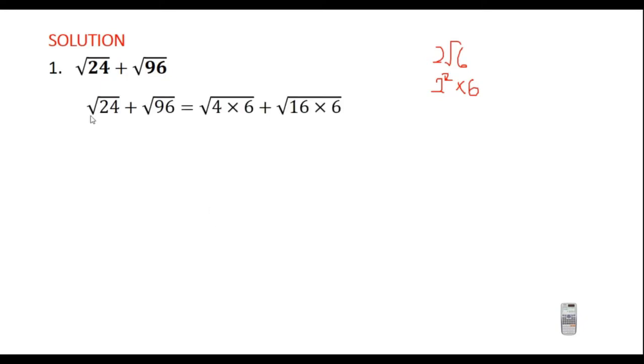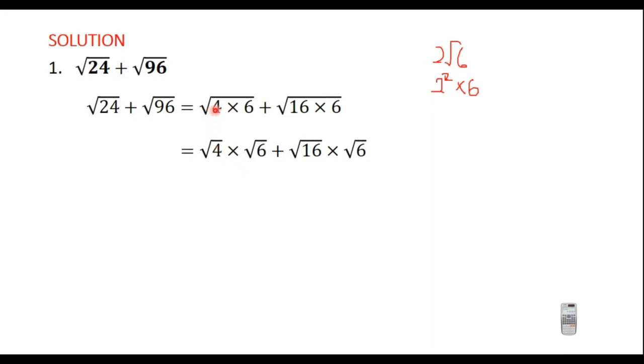So to reduce square root of 24 and square root of 96, we know that square root of 24 will give us 4 times 6, as we saw here. So we have square root of 4 times 6, then plus for 96, if you are reducing it, you are going to get 16 times 6. I've shown you how to use the calculator to get these two numbers. Then you proceed from here.